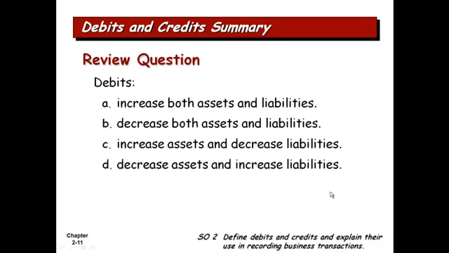So let's try a question. Read through that a little bit. Debits: A, increase both assets and liabilities. B, decrease both assets and liabilities. C, increase assets and decrease liabilities. And D, decrease assets and increase liabilities. Okay. The correct answer is C. Debits increase assets and decrease liabilities.